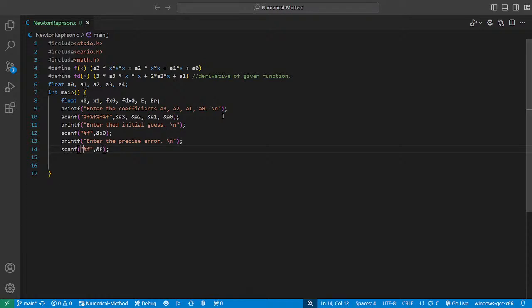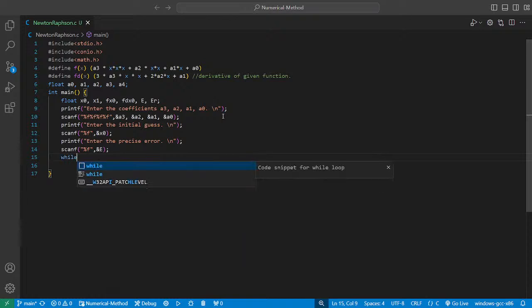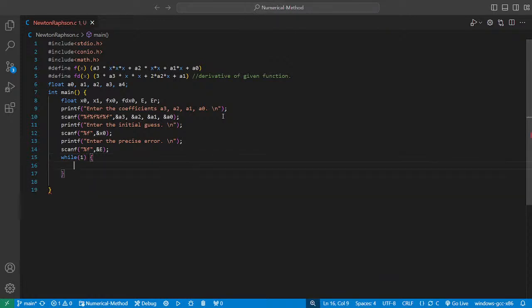Okay, so we just finished the inputting part. Nothing fancy, just asking for coefficients, asking for the initial guess, and asking for the error. Let's focus here. We don't know our process, right? So let's use a while loop, since we don't know how many iterations we need. While one.